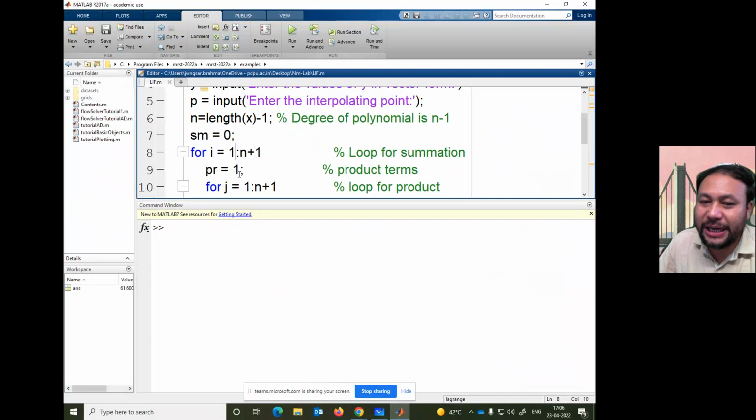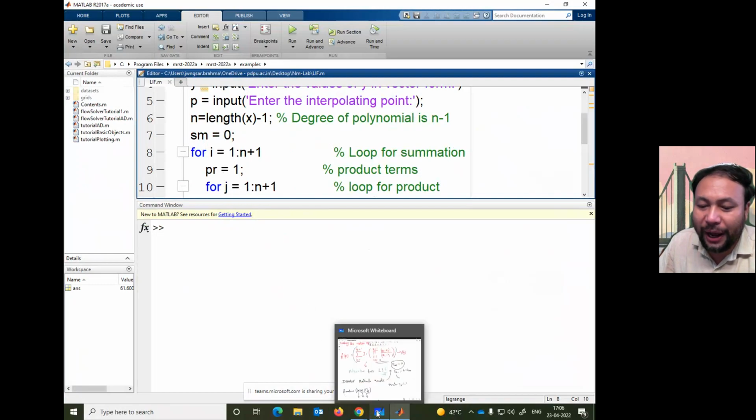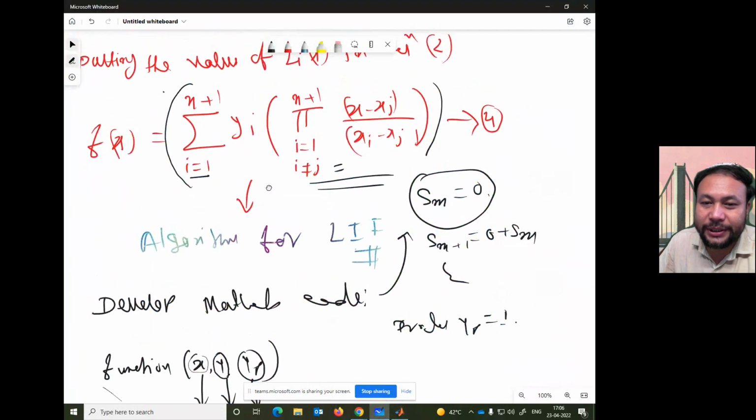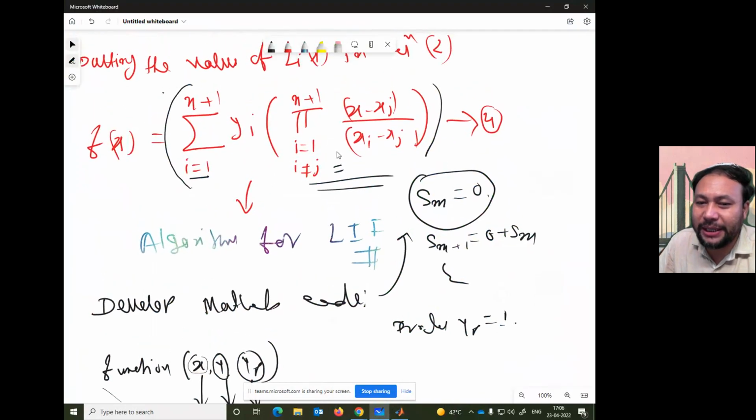PR means product. Initially 1. Yes, I told you that initially product cannot be 0. If the product is 0, then everything becomes 0 here in the production terms. Now for the J loop. J is for the product. Just look here. J here, in case of product, is also 1 to n plus 1.